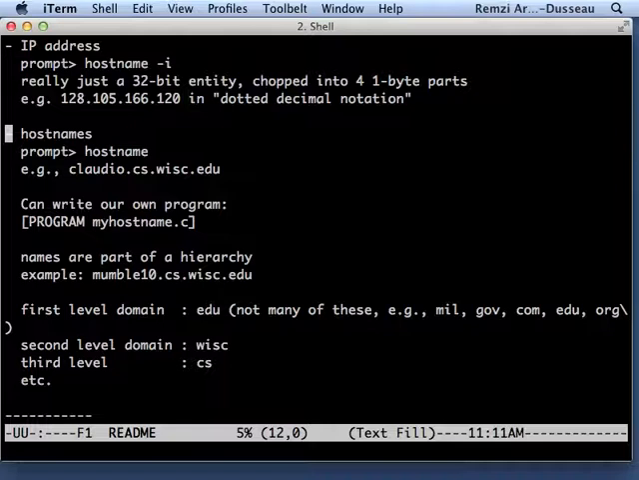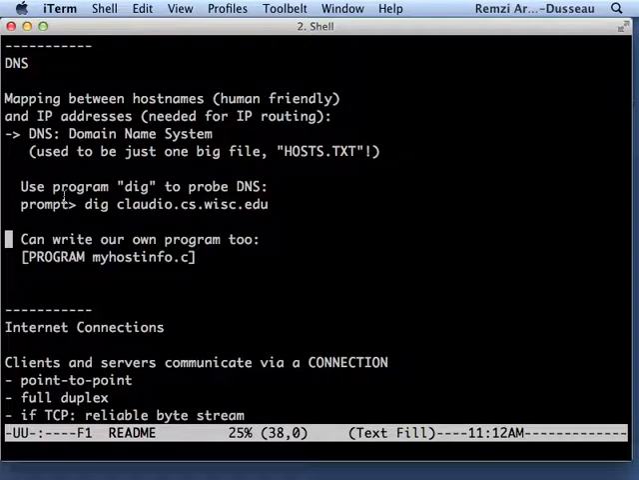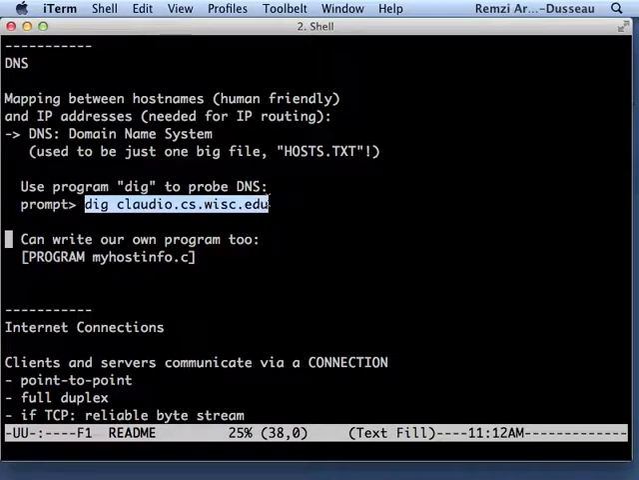But programs generally refer to entities that they wish to communicate with by their host name. The host name needs to be translated to an IP address, and that's done by this service called DNS, just a distributed database. And you can actually play around with DNS if you're interested. There's another program called dig that you can use.